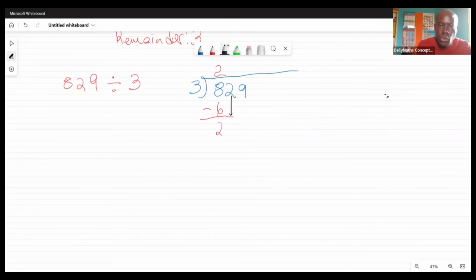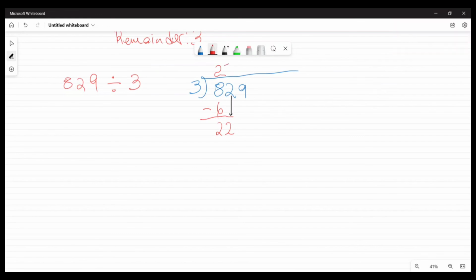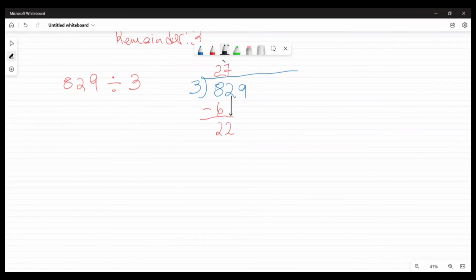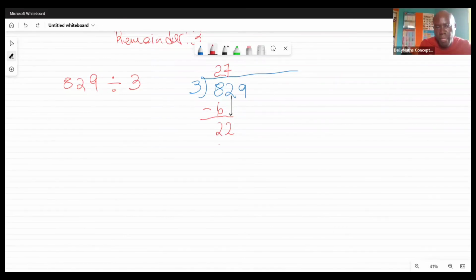You're going to bring down that 2, and it turns it into 22. Then now we're going to say 3 into the 22. You have to know your timetable. 7 times. 7 times 3, 21. Very good. We subtract. We get a 1 right there.